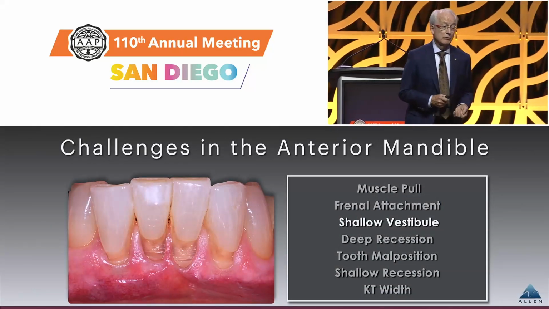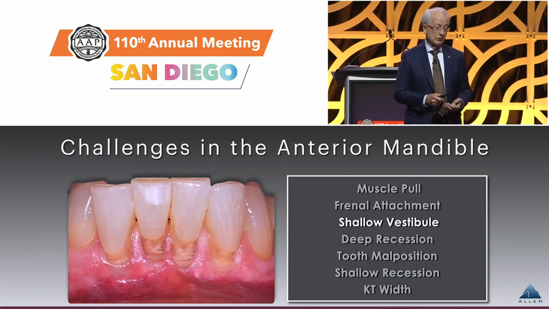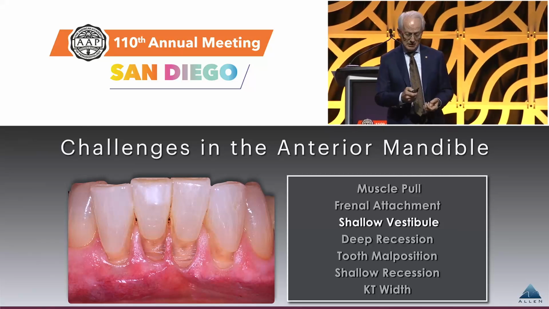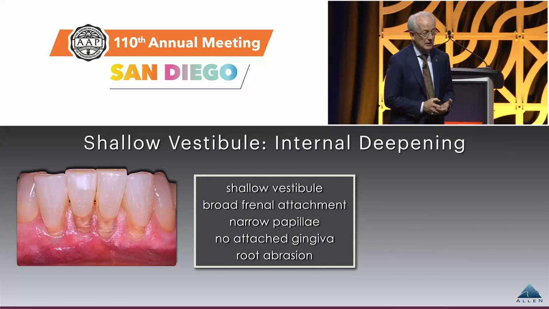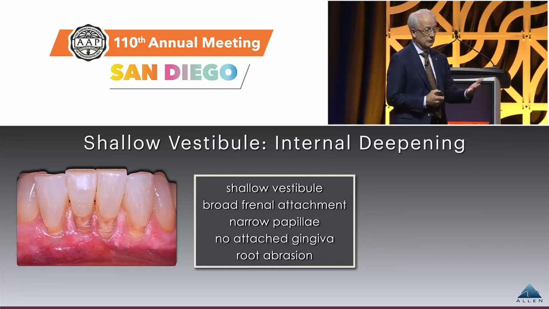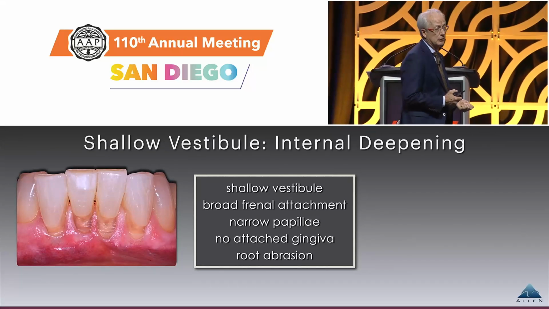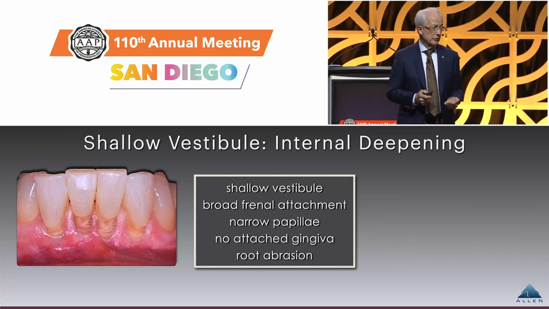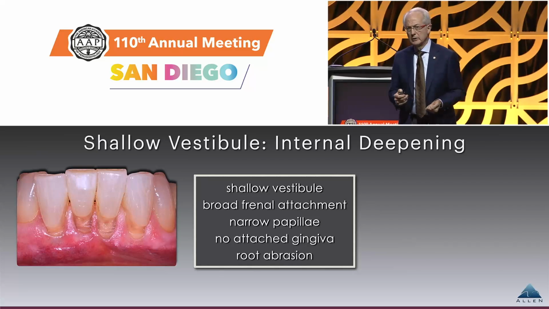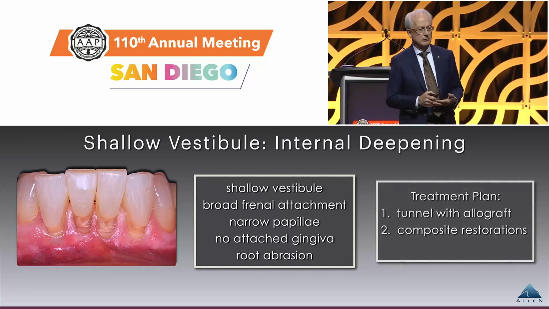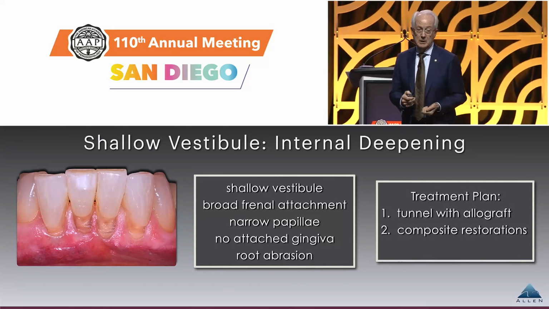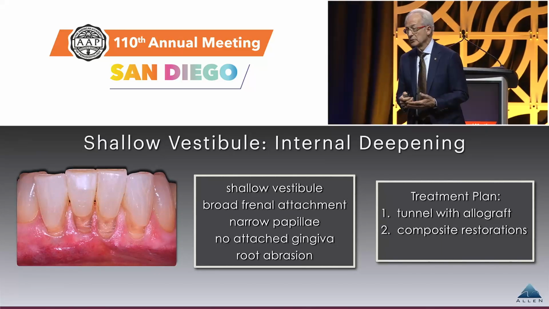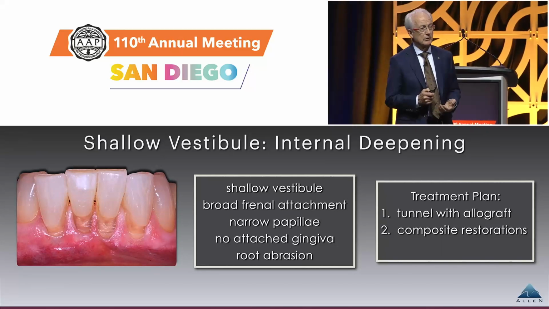Now we get a little bit worse with the shallow vestibule, and what you're seeing now, in addition to shallow vestibule in this patient, a broad frenal attachment. You see the frenum actually coming out onto the mucosa. There is no attached gingiva, and root abrasion, pretty serious root abrasion, and some extrusion of the centrals, so a few issues to manage. I'm still going to tunnel with an allograft. That'll be followed with composite restorations to treat the abrasions.